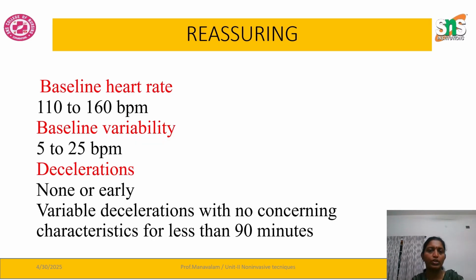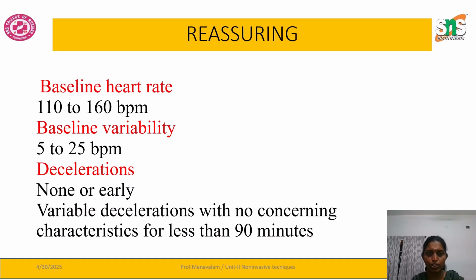How do we interpret the overall results of the cardiotocography? So far we have seen the various parameters monitored by the cardiotocograph: contraction, baseline fetal heart rate, baseline variability, acceleration, and deceleration. As a whole, we have to combine everything together and come to a final conclusion. The final conclusion is divided into reassuring and non-reassuring.